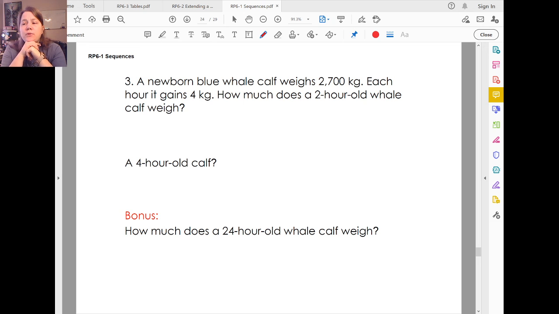A newborn blue whale calf weighs 2,700 kilograms. Each hour, it gains 4 kilograms. That is a lot of gain. It's almost like whales weigh a lot. We want to know how much does a 2-hour whale calf weigh. So we are at 27. Nope, don't like that either.